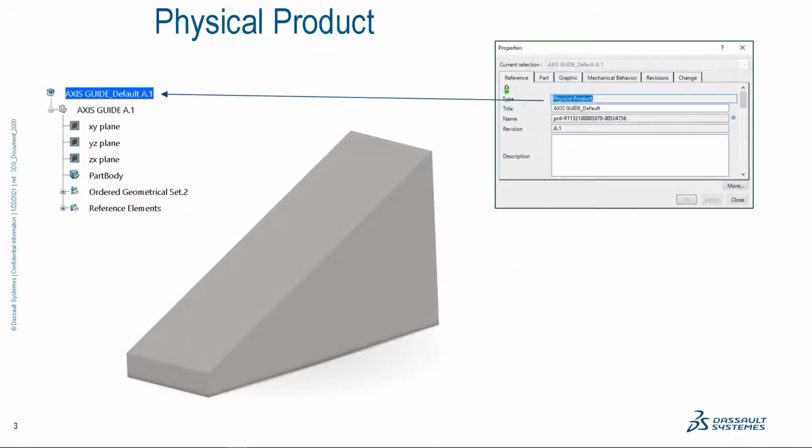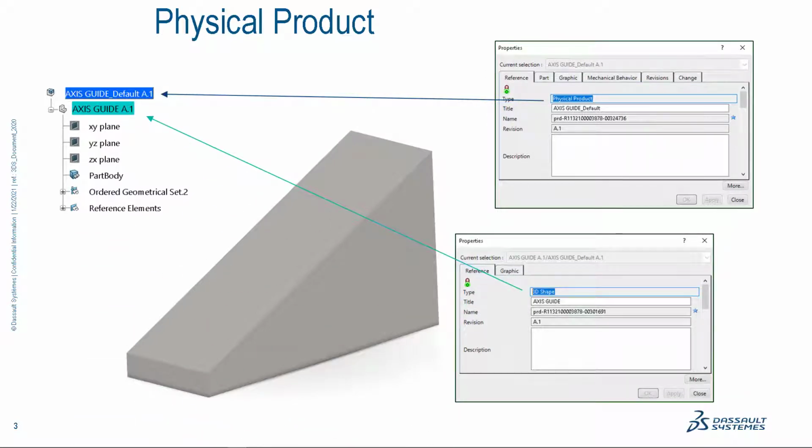In order to create NC toolpaths, Delmia-NC applications require a physical product object that contains a 3D shape object. Think of this simply as a 3D part. The 3D part contains planes, ordered geometric sets, reference elements, solid bodies, and other objects related to solid models and their topology.